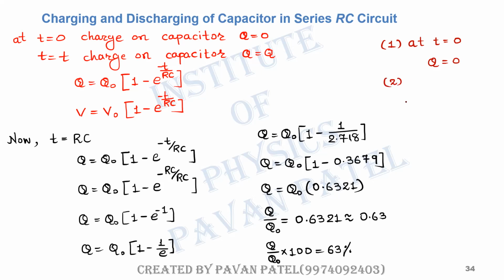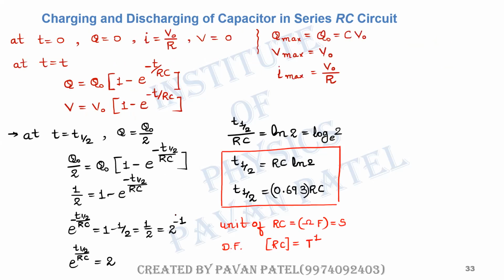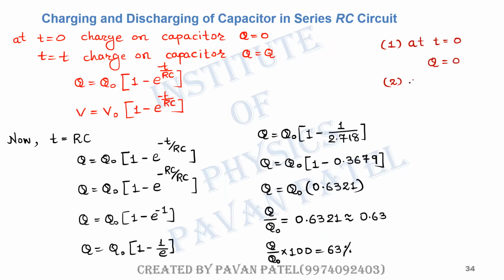The second point: when t equals t half, which is RC ln 2, of course ln 2 is 0.693, q will be q0 divided by 2, and that is 50%. The charge on the capacitor will be 50% of the maximum charge at time t equals RC ln 2.